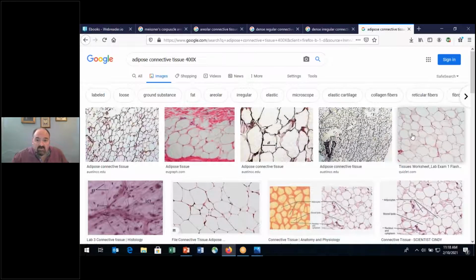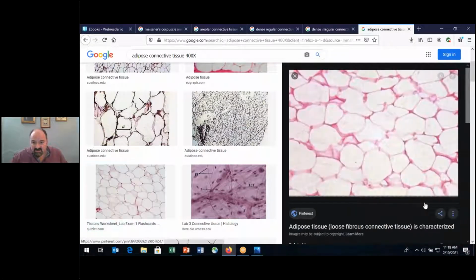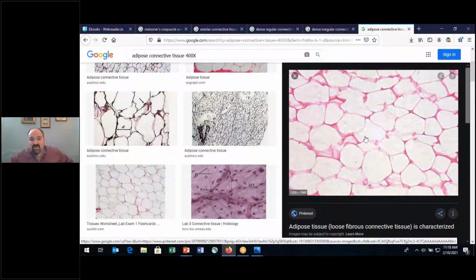And what you're looking at here would be a good representation of what you would see in the lab. Let's see, bigger, here we go. So we have here fat cells, adipocytes of adipose tissue. They look kind of like soap bubbles. So when I'm looking at this kind of tissue, I'm thinking of soap bubbles.